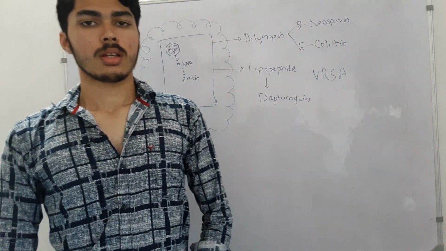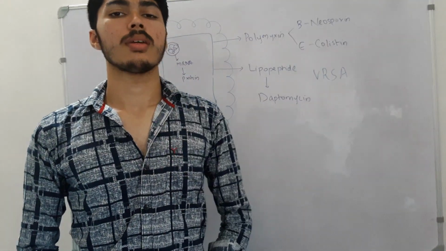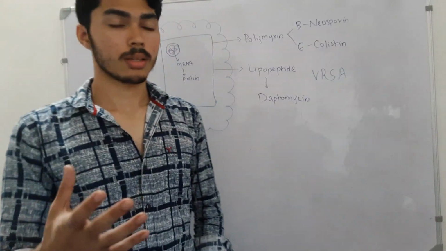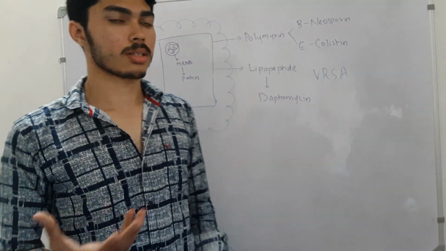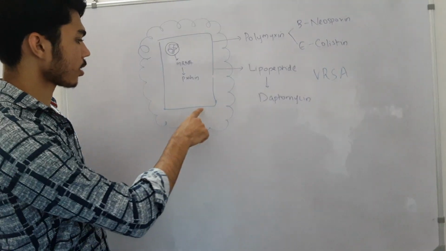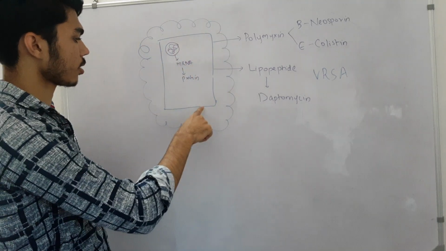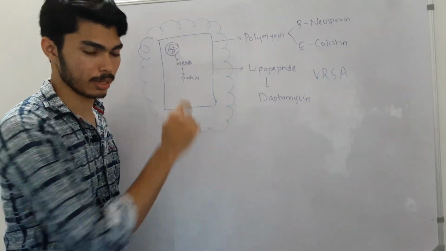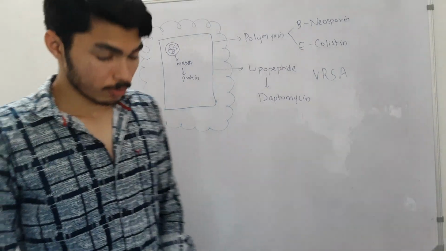So, today in this class, I will be discussing the antibiotics that are acting on the cell membrane. So, this is the bacterial cell wall, and this is the bacterial cell membrane.